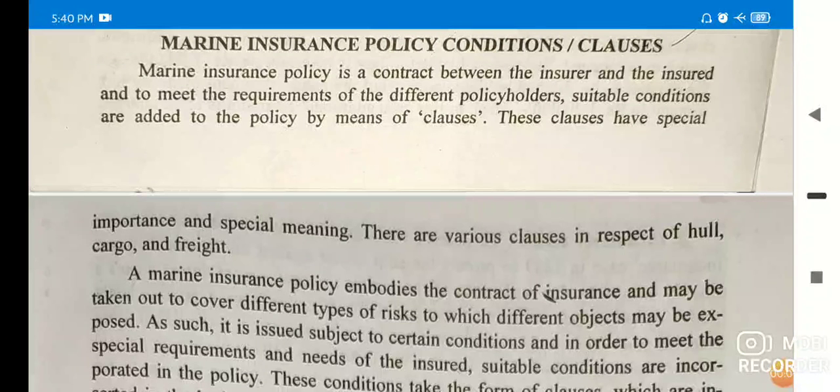In today's video, we'll be discussing the marine insurance policy conditions or clauses. Basically, when we are entering into a marine insurance contract, these conditions or clauses will be defining the extent or the scope of risk cover that is offered to the insured by the insurance company with which it is entering into the marine insurance contract.